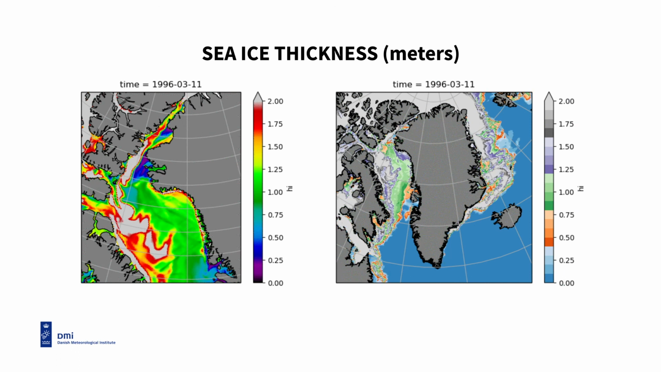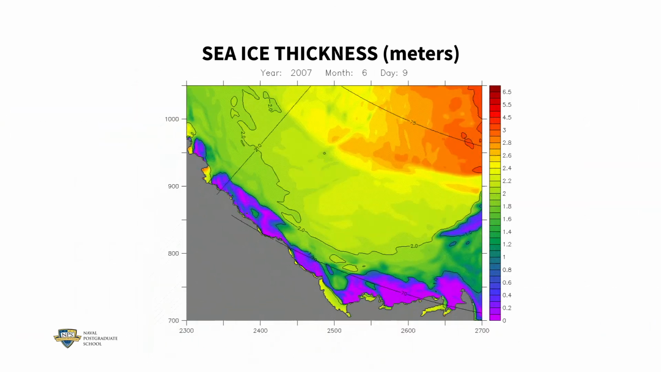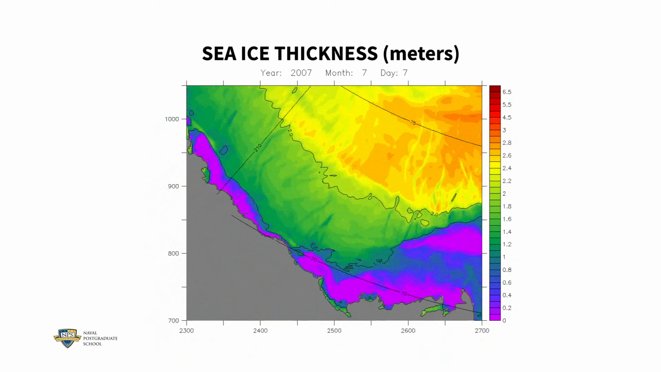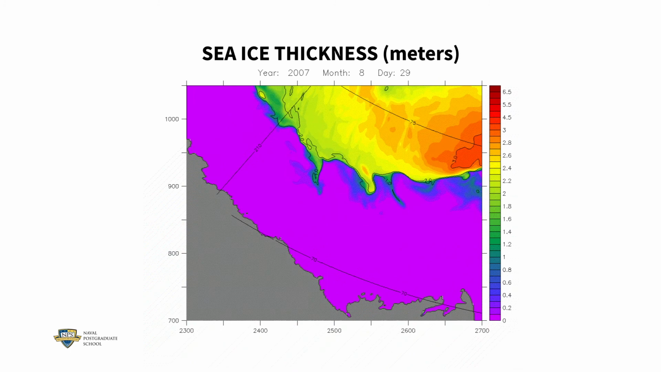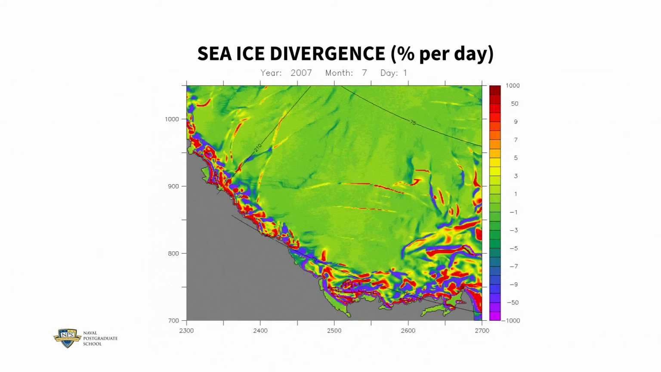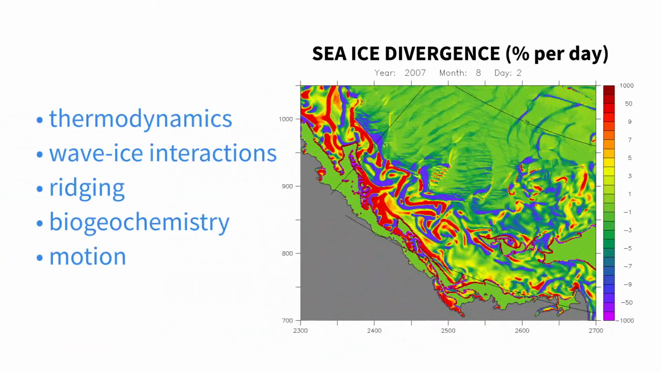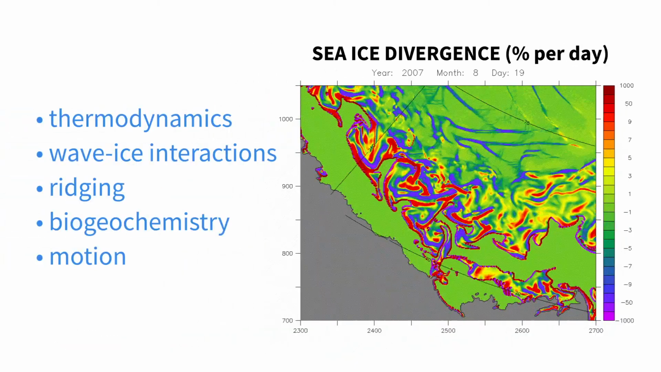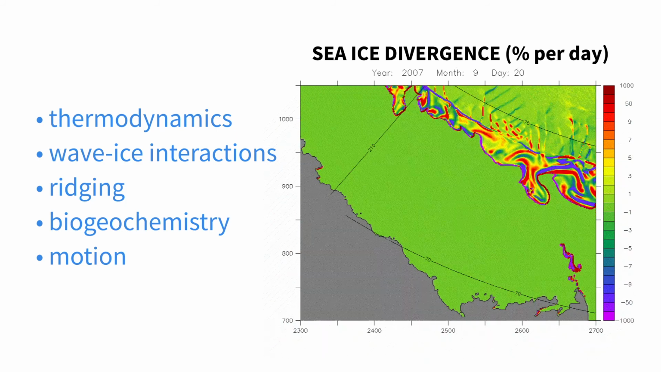CICE and its standalone column physics module, which is called Icepack, simulate the various processes in sea ice across many different scales, from the microphysical scale all the way up to a 1,000-kilometer basin scale. The models incorporate processes like thermodynamics, wave-ice interaction, ridging, biogeochemistry, and also the motion of the ice and things that it transports across the ocean surface.